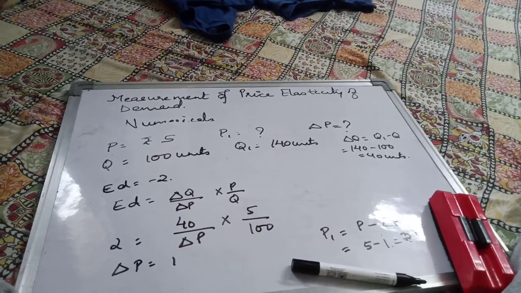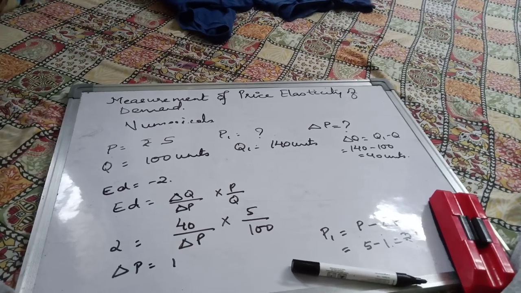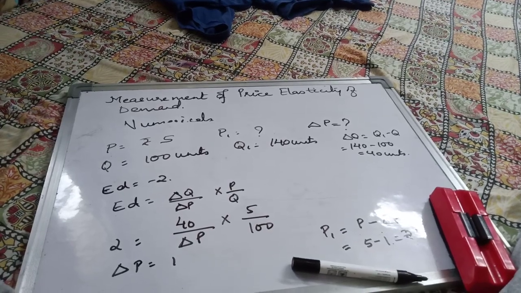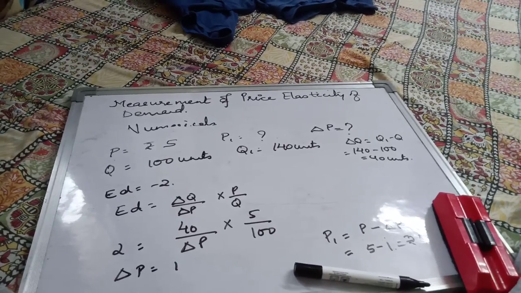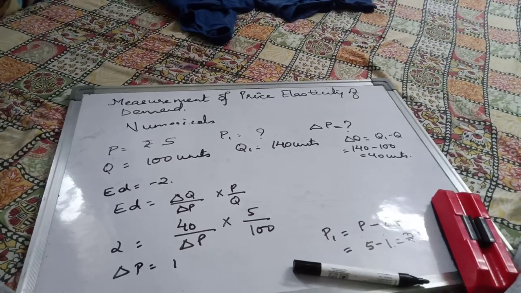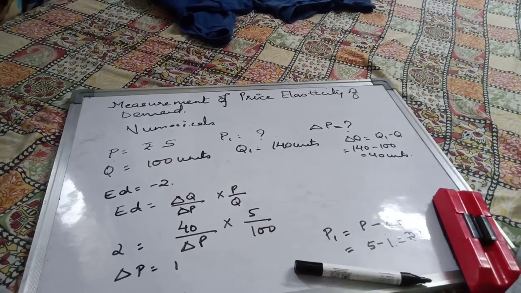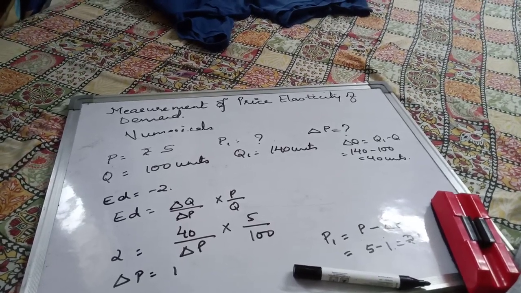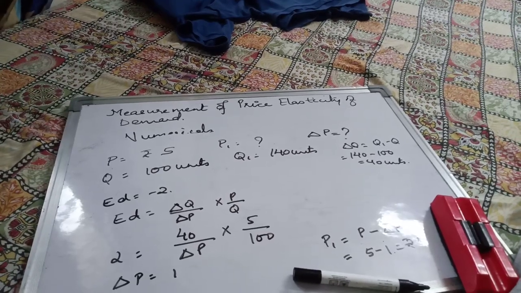Okay. If you calculate this, your answer should be, the new price should come out to be rupees 4. The new price should come out to be rupees 4. Okay. Okay. Type 4.